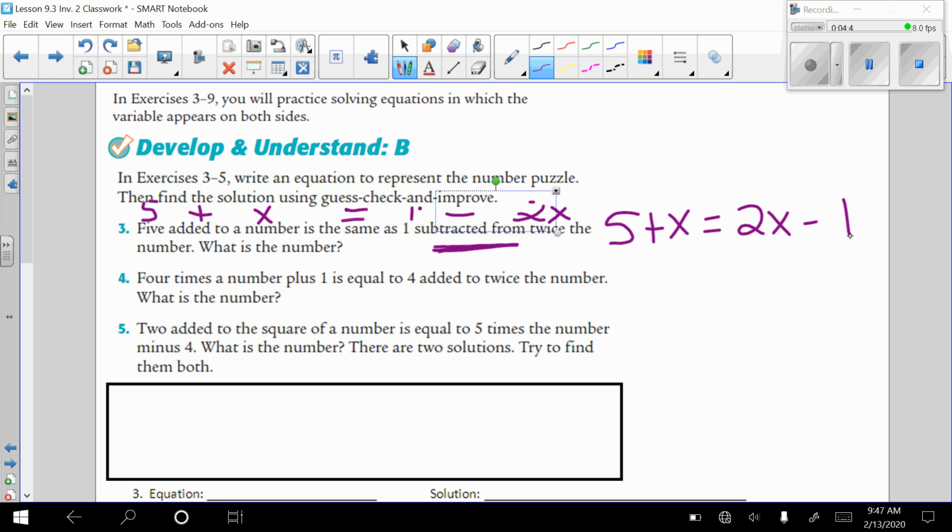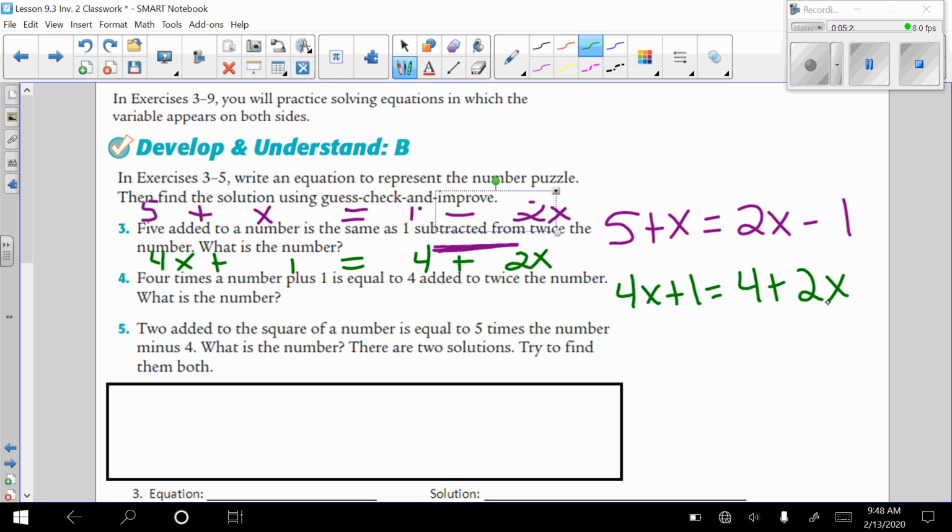The next one says 4 times a number plus 1 is equal to 4 added to twice the number. Again, writing it above sometimes helps me. So I have 4 times the number, so that's 4x, because that means times the number, plus 1 is equal to 4 added to twice the number. There's my equation if I write it all out. 4 times the number plus 1 equals 4 plus 2 times the number. There you have your equation. Go ahead and use your guess and check table and figure out the answer.